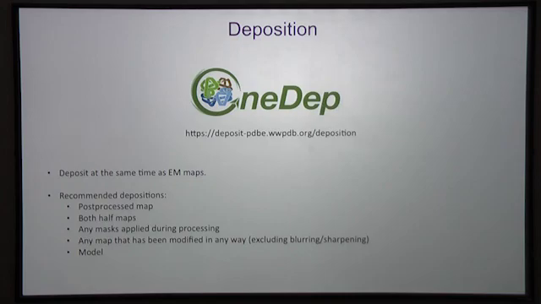And while you're depositing your model, I suggest that you also deposit the final map that you used to refine your model against, both half maps, which you should use for the validation, any masks supplied during post-processing, and any map that has been modified in any way, but not necessarily including sharpening and blurring, as long as you describe what you did. But any map that you may have modified should also be deposited.